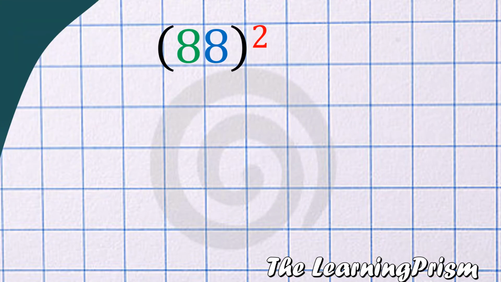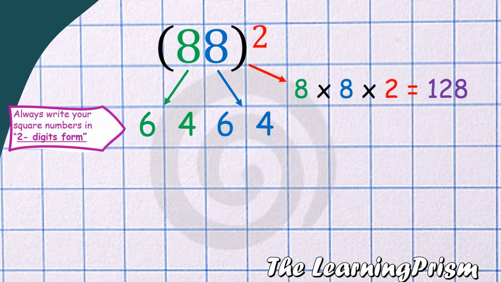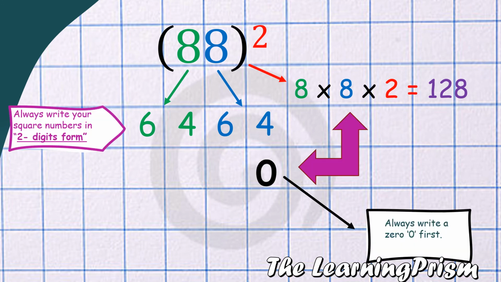Now let's see this example. In this example, we need to find the square of 88. So the first step would be the same. We need to multiply all the numbers we can see on the screen. So 8 multiplied by 8 is 64 and 64 multiplied by 2 is 128. The next step is we would write the square of the numbers inside the brackets in two digits form. So the square of 8 is 64 and the square of 8 is 64 as well. And the next step is we need to write a 0 first, and then the product of three numbers, which is 128 in this case.